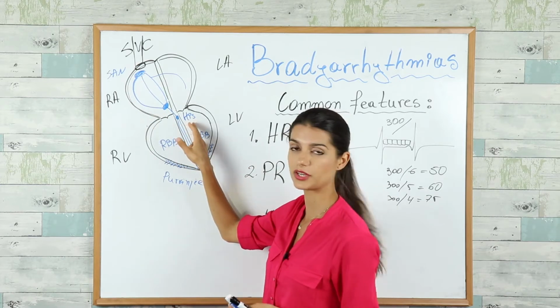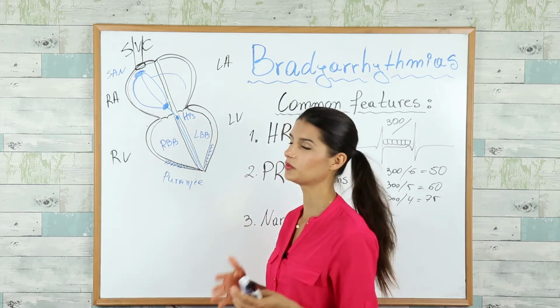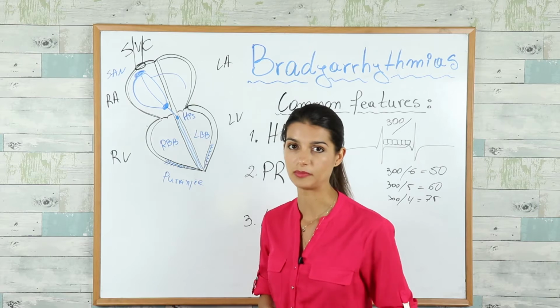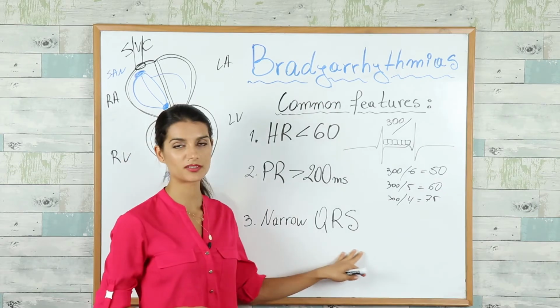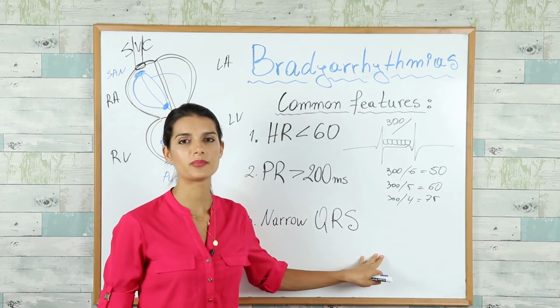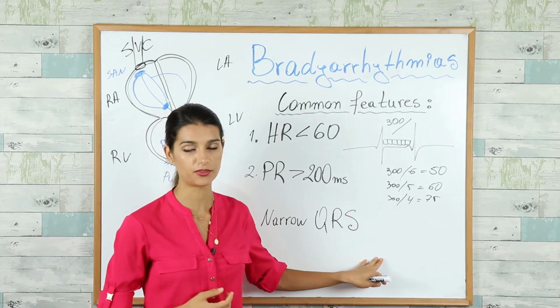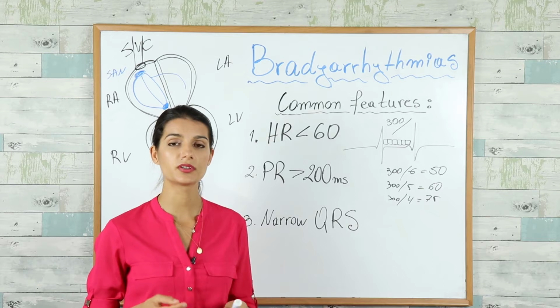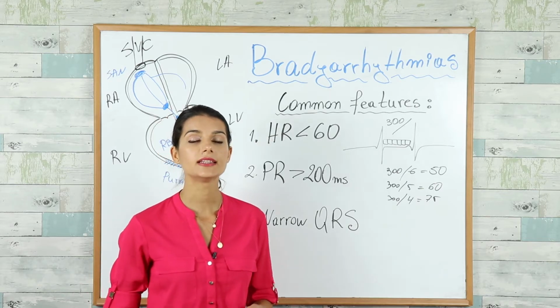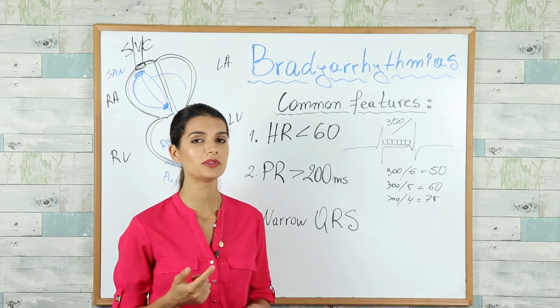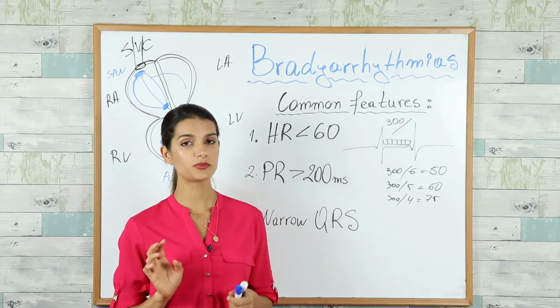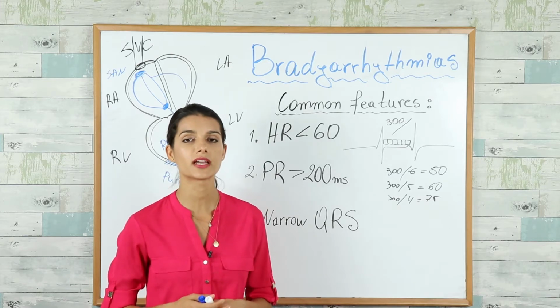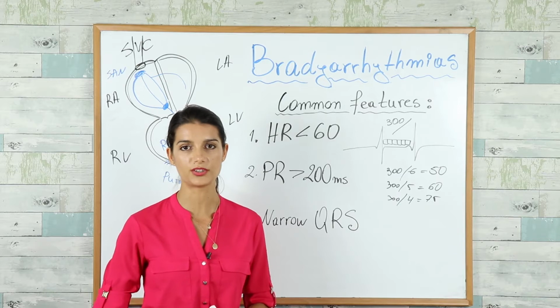to reach the bundle of His due to various reasons, which we'll discuss in a bit. And here we have narrow QRS complex. The QRS complex represents the depolarization of ventricles, right? So now the narrow QRS complex we observe in sinus bradycardia, in AV block first degree and in Mobitz 1, whereas in Mobitz 2 and third degree AV block we're gonna have a wide QRS complex on EKG.